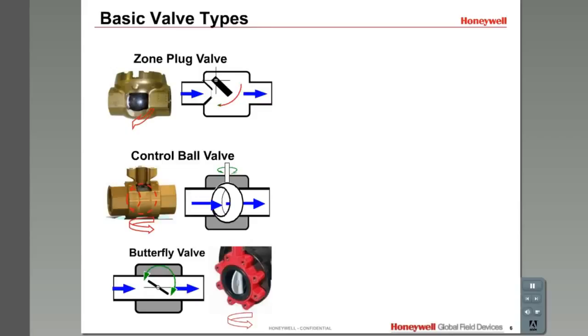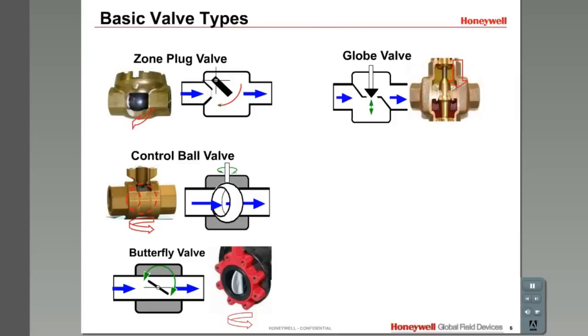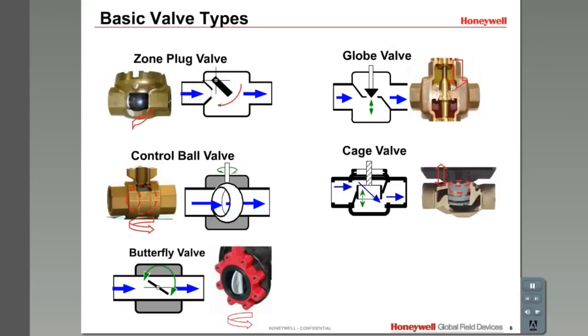Butterfly valves have a disc that rotates, allowing water to flow. When closed, the disc fits snugly against a resilient liner that allows for a very tight shutoff. Globe valves have a shaft, called a stem, with a plug on the end. As the stem and plug move up and down through the valve, the flow is controlled. Cage valves have an insert that moves up and down inside a sleeve called a cage. The holes in the cage affect the flow characteristics.